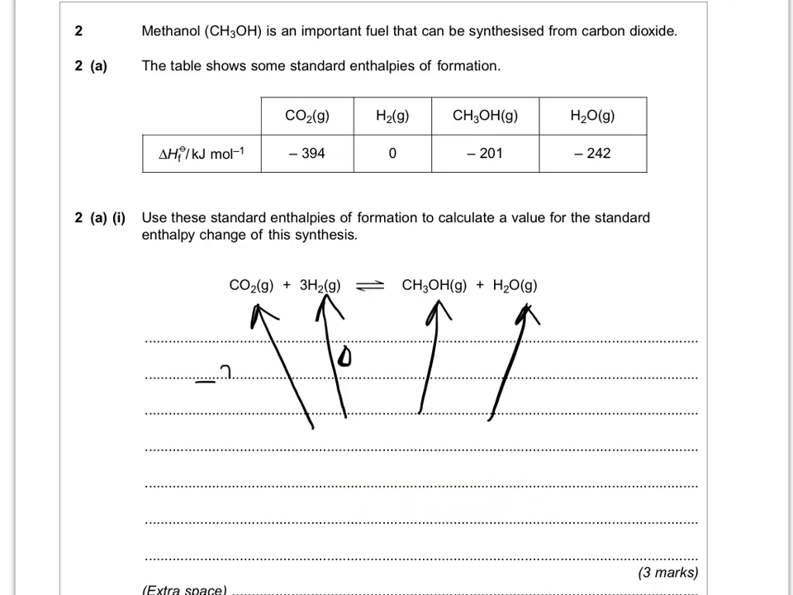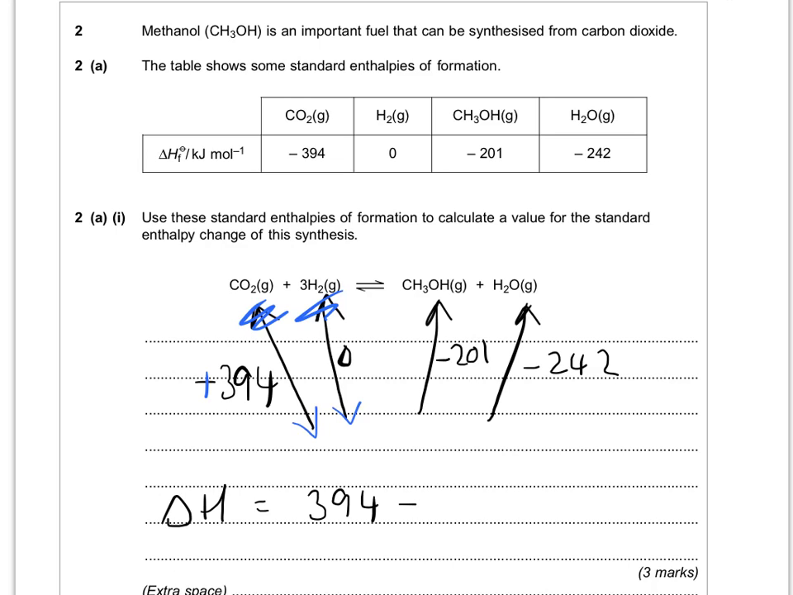So you've got minus 394 on the carbon dioxide, you've got minus 201 on the methanol, and you've got minus 242 on the water. This one's going to have to swap round, so we're going to swap this one round and turn it into a positive. This one would also swap round as well, but it's 0 anyway, so you don't need to worry about that. And so delta H equals 394 minus 201 minus 242, which equals in the end minus 49 kilojoules per mole, but the units are not important here, you don't have to write them in.